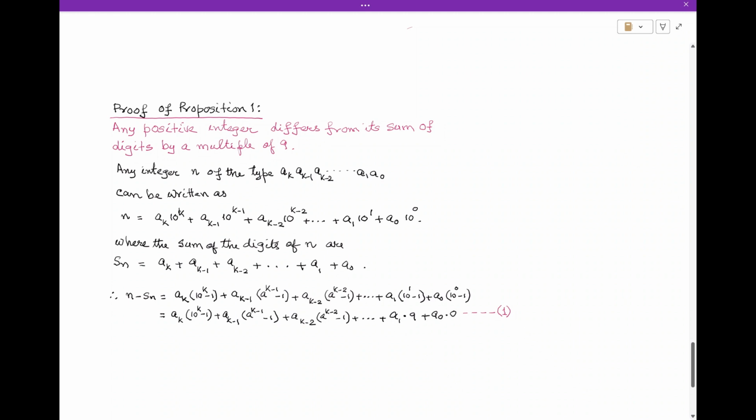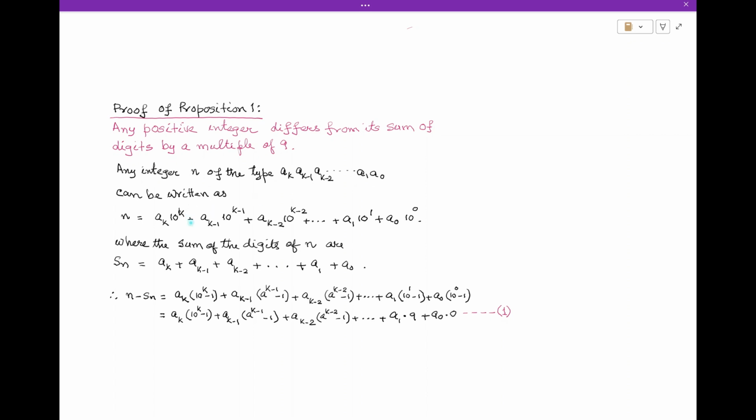I had promised that I would give a proof of proposition 1, that is, any positive integer differs from its sum of digits by a multiple of 9. Now, any integer can be written as a_k a_(k-1) a_(k-2) and so on down to a_1 a_0, where the digits are a_0, a_1, up to a_(k-2), a_(k-1), a_k.